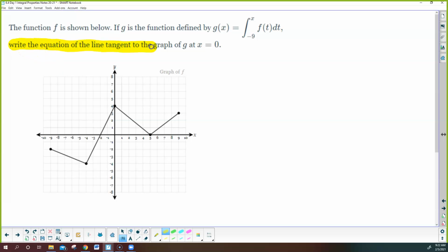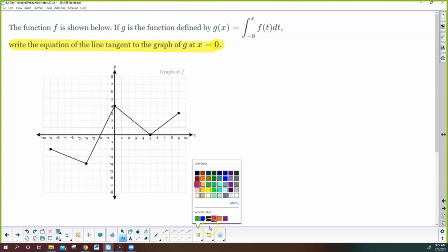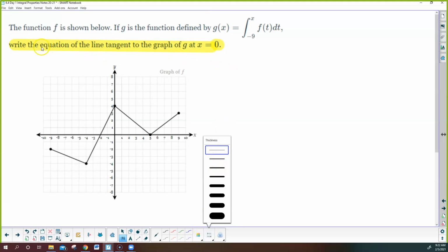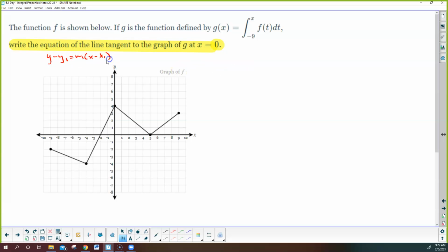Our goal is to write the equation of the tangent line at x equals 0. Well, g is equal to the area under the curve. So what do I need? I need a point, and I need a slope. Anytime you see write the equation of the tangent line, we haven't done this in a while, I need the point g of 0. Well, that's just plugging 0 in here and here.